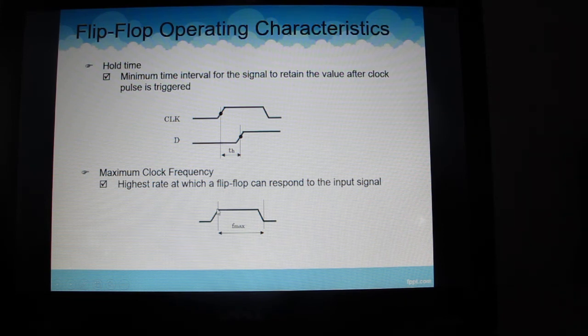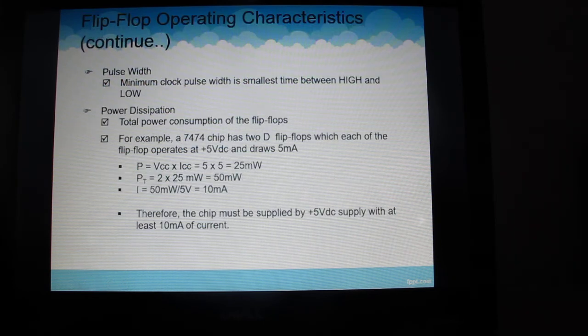And then next we have the maximum clock frequency. Alright, so from this point to this point we calculate the frequency. So the maximum clock frequency is the highest rate at which the flip-flop can respond to the input signals. Okay, another characteristic is pulse width. Okay, minimum clock pulse width is the smallest time between the high and low. That is what we call the pulse width. And then the power dissipation. Okay, the total power consumption of the flip-flops.